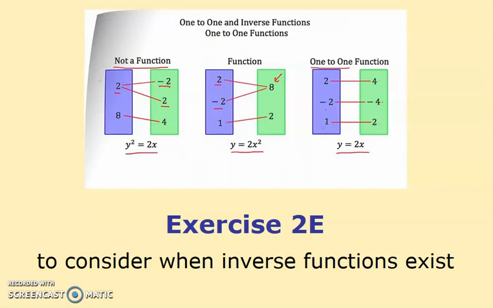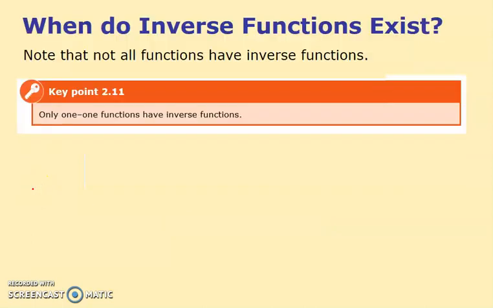Right, this is exercise 2e, and we're looking at inverse functions again, and in particular when inverse functions exist. I'm going to look particularly at graphs here because there's a little trick that we need to know. So it says here only one-to-one functions have inverse functions. Let me just explain that in terms of graphs, because I do think it helps if you look at graphs.